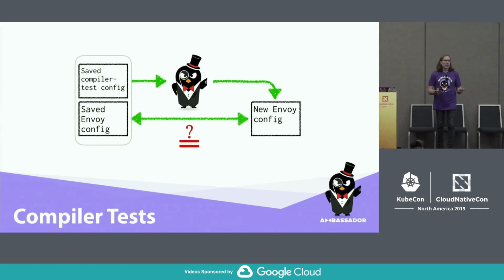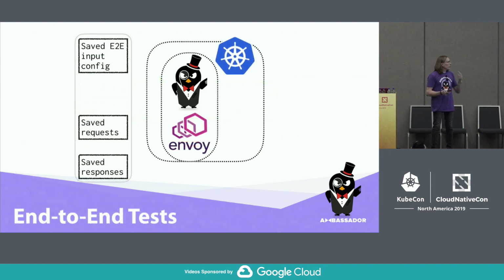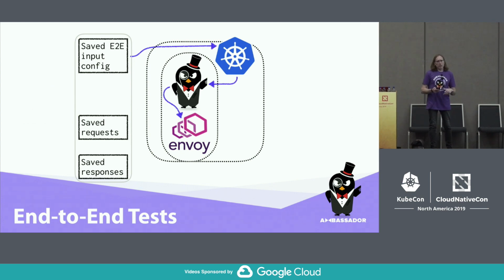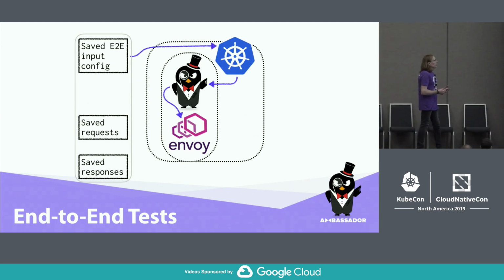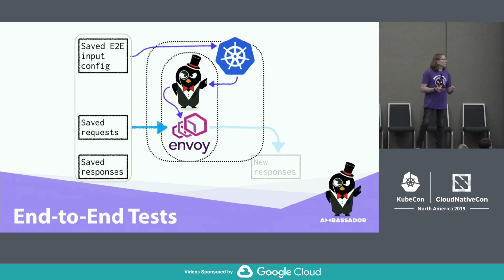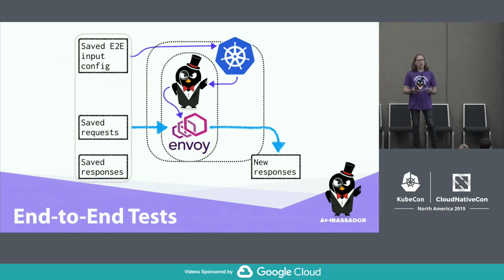The end-to-end world was harder than that one. We actually had to start a running cluster, start the Ambassador and the Envoy running, and feed the saved configuration in through Kubernetes, through Ambassador to the Envoy. And then we would feed a bunch of requests through Envoy, grab all the responses, and then make sure that the responses lined up with what we had saved from last time.